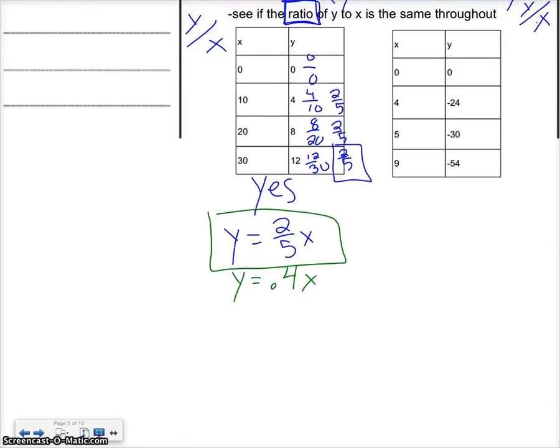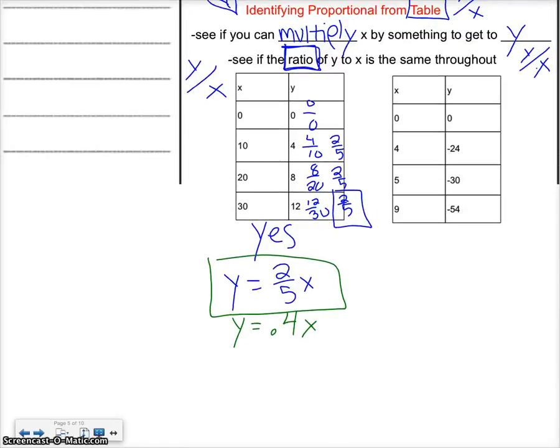Okay, let's check another one. I always check the nice and easier one first. Can I multiply x by something to get to y? You only do the ratio if you can't think of what you multiply by. Can I multiply 4 by something to get to negative 24? Yes, negative 6. Let me check. 5 times negative 6, yep. 9 times negative 6, yep. So that means that is my constant of variation. So it is going to be negative 6x.